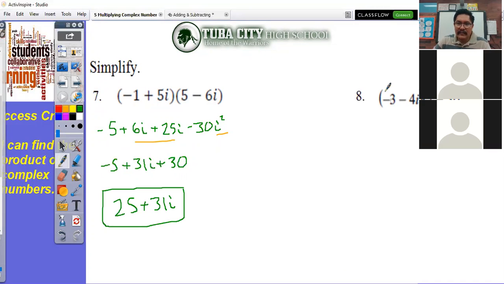Last one, I guess, we'll make this one the last one. We're still going to have to do our FOIL. And again, watch out for these signs. These signs do make a difference and you do have to multiply them. So negative 3 times 7, so this would be negative 21. Negative times negative is positive 15i.